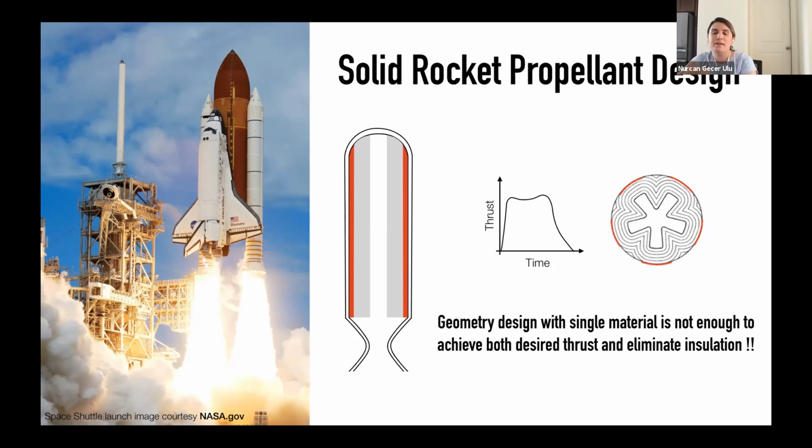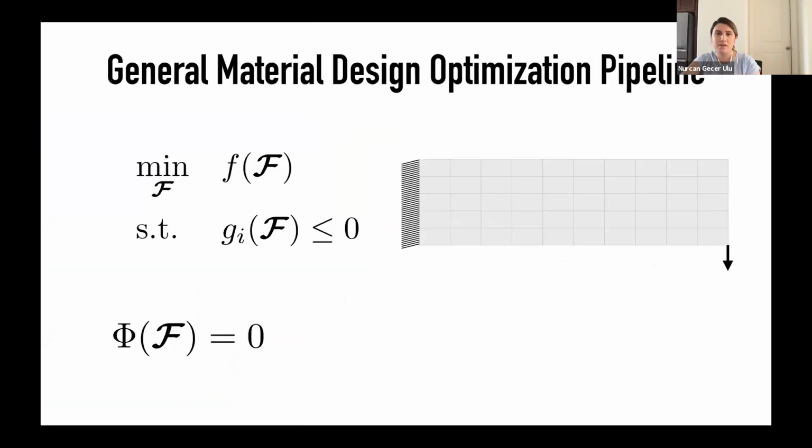So we cannot eliminate the insulation, only designing the geometry with single material. And realizing this challenge and through similar motivations in this work, we are presenting a practical method to design for design of multi-material heterogeneous fields. And we are showing it with this problem and also multi-material topology optimization.